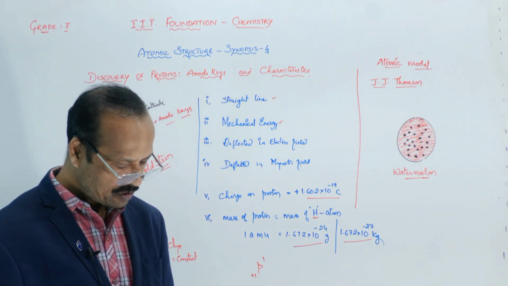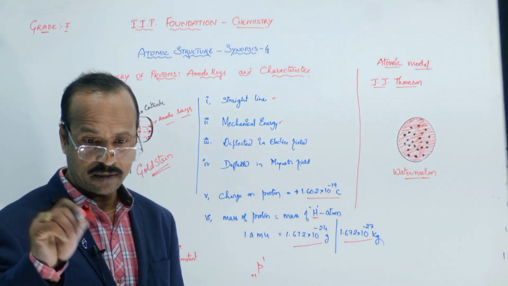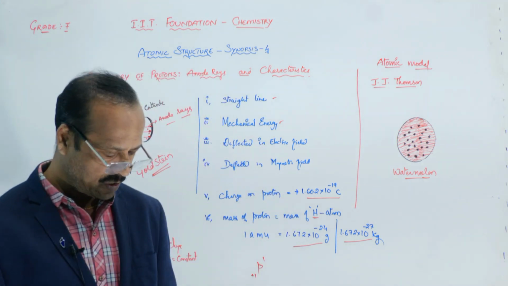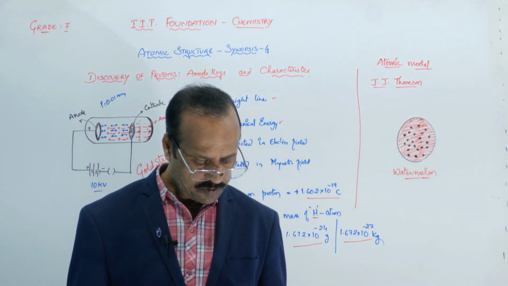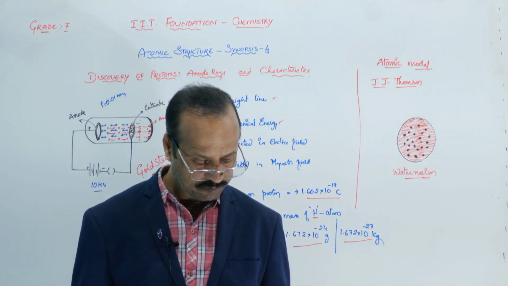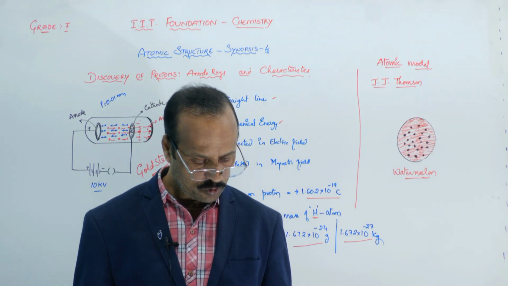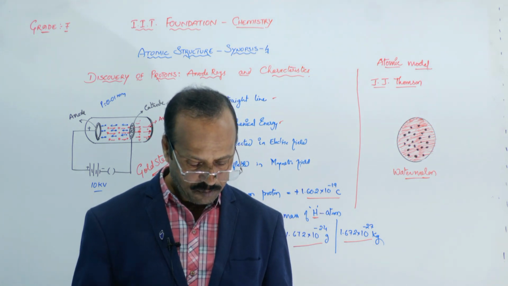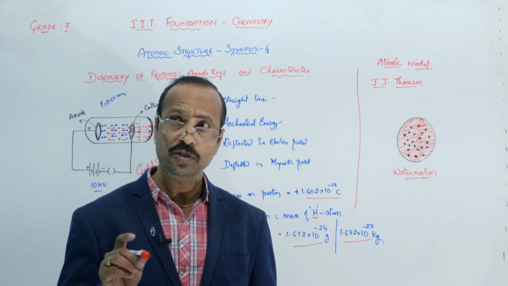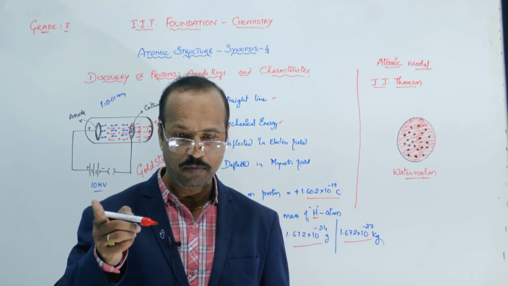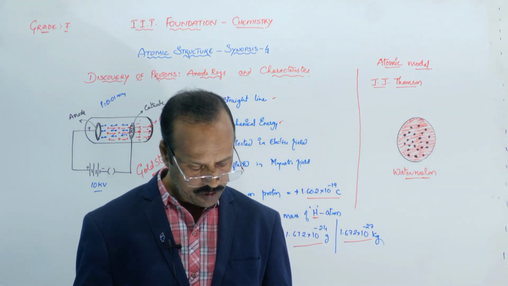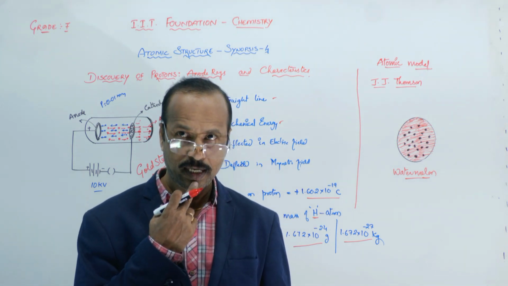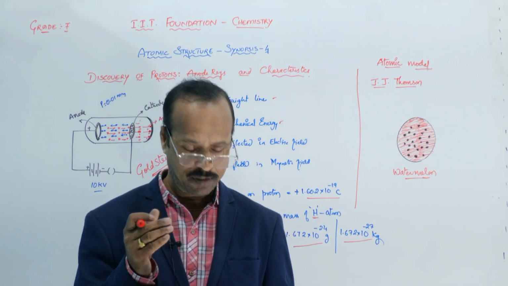The nature of anode rays depends on the nature of the gas which is present, and of course the nature of the electrode also, the nature of the discharge tube also. So the option is all the above. Which of the following pairs have identical values of e by m? Proton and neutron? No, because neutron has no charge, proton has positive charge. Proton and deuterium? Deuterium means hydrogen with mass number 2? No. Deuterium and alpha particle?